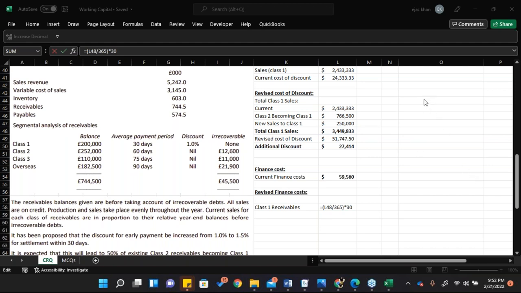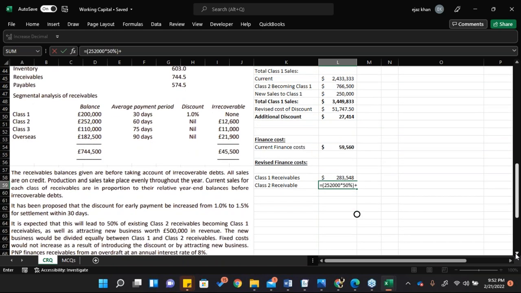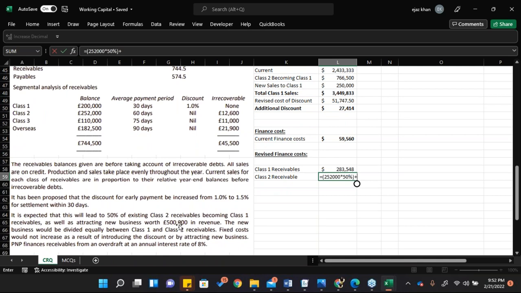Okay, then we have class 2. Class 2 receivables, you know that half of these receivables were converted into class 1. So we are left with half of these. 252,000 into 50%. Plus the new sales that were converted into class 2 receivables. 500,000, that's what the new sales figure is.